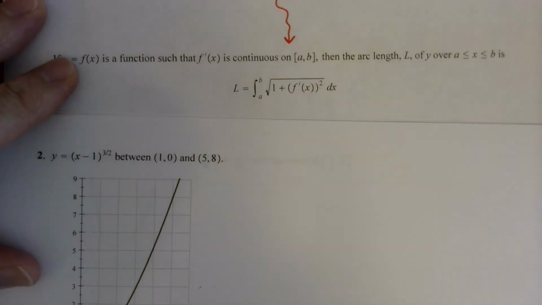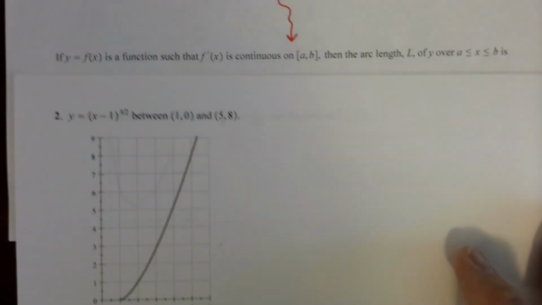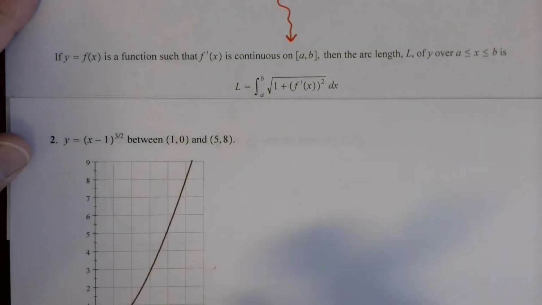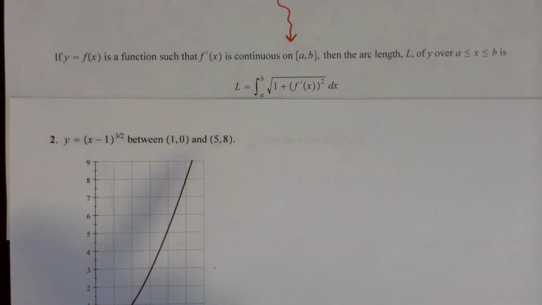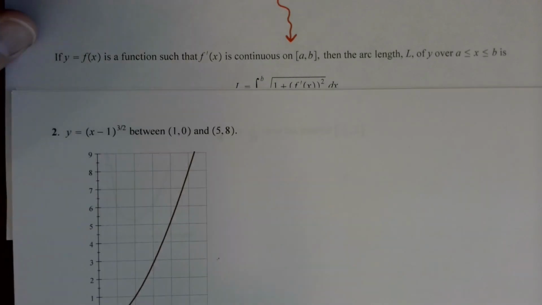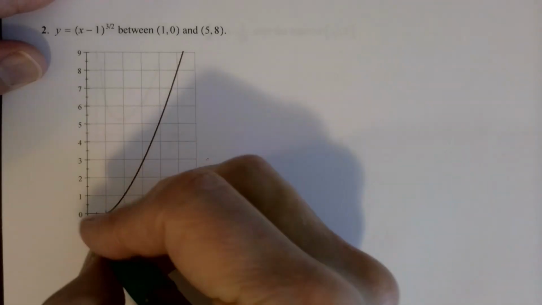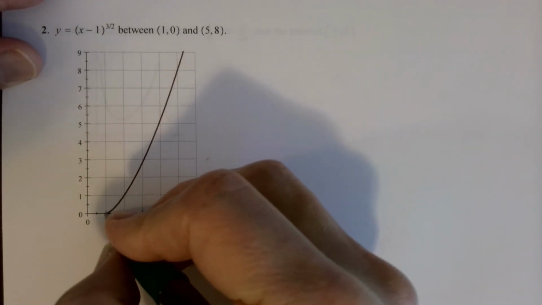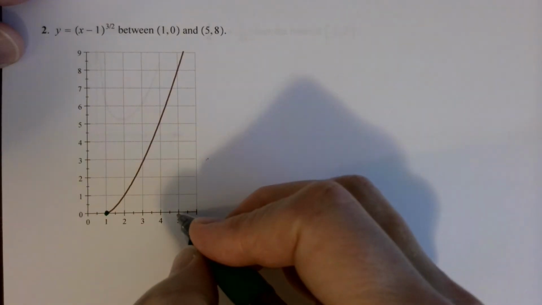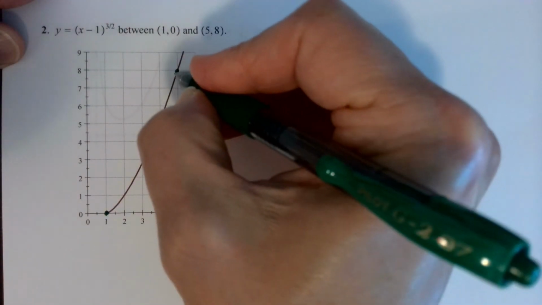Another sort of contrived example. This is the graph of the function y equals (x minus 1) to the 3/2 power between (1, 0) and (5, 8). So I've graphed that function here. So (1, 0) is right there, and (5, 8) is right up there. So what's the length of that?